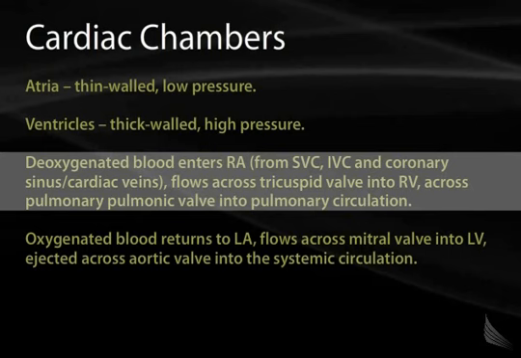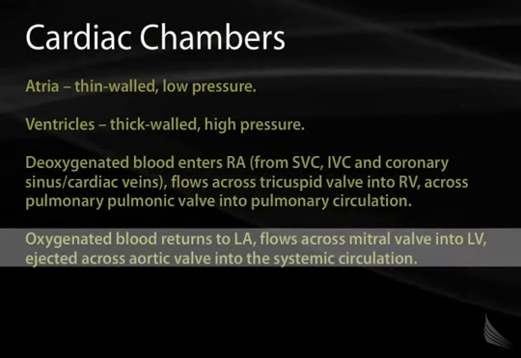There are also very small cardiac veins which can drain directly into the cardiac chambers. The left ventricle is the usual target for these small veins. Deoxygenated blood from all of these sources flows across the tricuspid valve into the right ventricle, and then up into the pulmonary artery, and across the pulmonic valve into the pulmonary circulation.